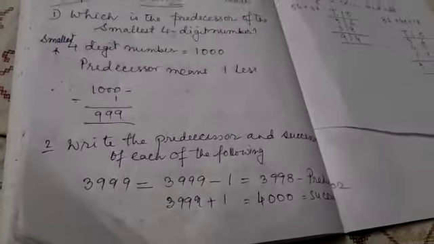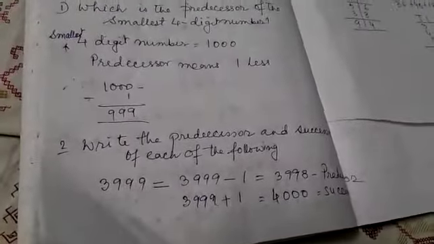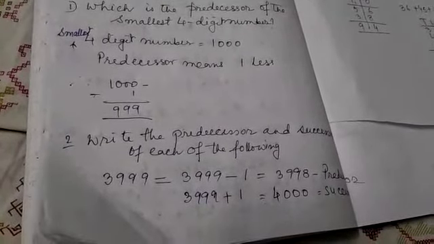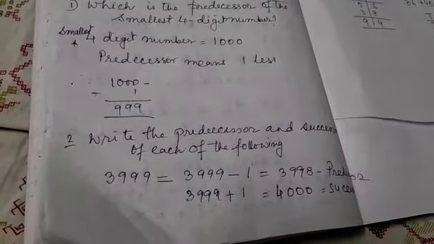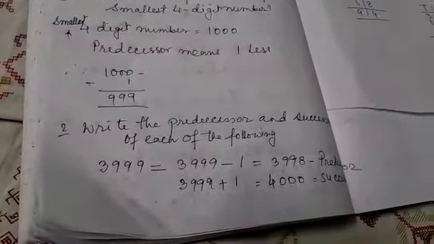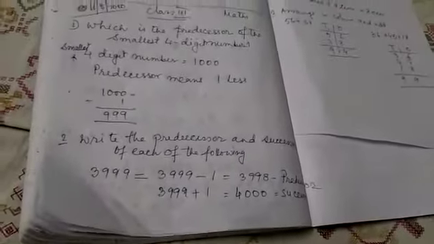Which is the predecessor and successor of each of the following? 3999, its predecessor is 3999 minus 1, which is 3998. Isn't it? And 3999 plus 1 is 4000. That is the successor. Successor means after.